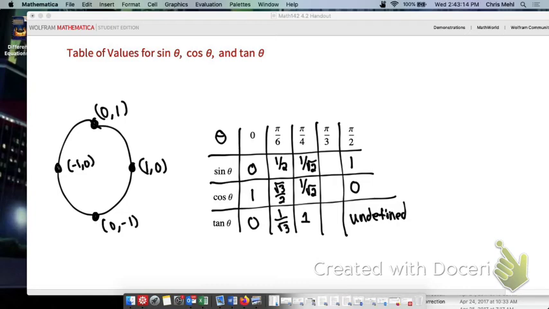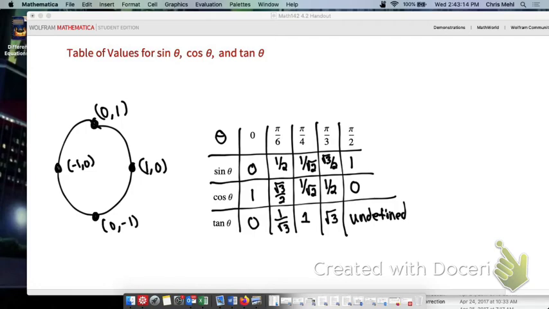And the nice way to remember this is for pi over 3, the values of sine and cosine from pi over 6 swap each other. So sine of pi over 3 is √3 over 2. Cosine pi over 3 is 1/2. Tangent is sine over cosine, and we got square root of 3.